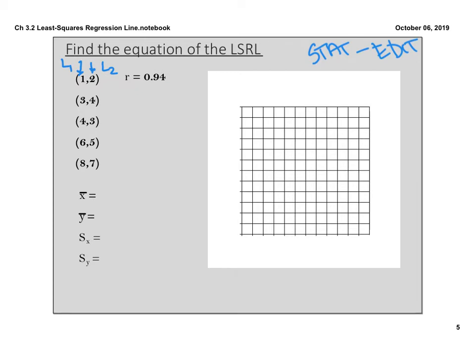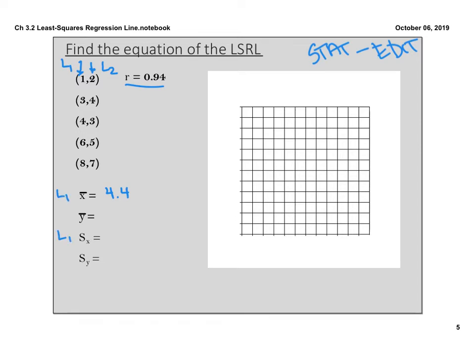All right, you are already told that your correlation is 0.94. They gave that to us. Great, so I've got 0.94. I'm gonna go ahead and do my one variable stats. So if you hit stat and go over to calculate and then do one variable stats, if I do one variable stats for L1, I get a mean of 4.4. So this is L1. And then I need the S of X from L1.